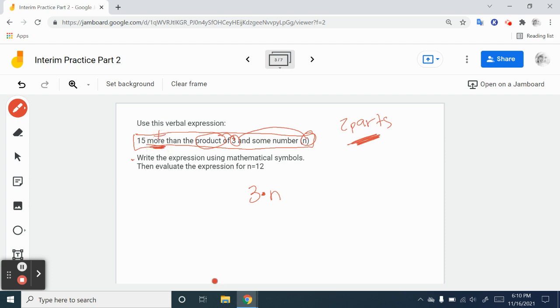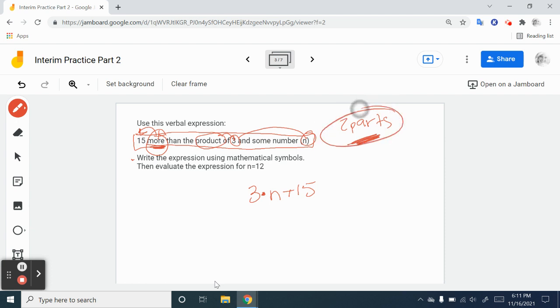So 3 times n plus 15, or could be 15 plus 3n, either one. I just know product means that I'm multiplying the two numbers, and more means I'm adding this number to it. Okay, so that was the first part.